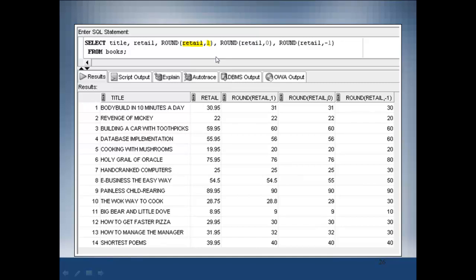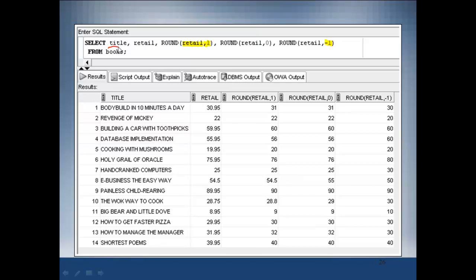Now the second argument represents the position of the digit to which the data should be rounded. If this value is a positive number, like we see in this example here, the 1, the function refers to the right side of the decimal. So it will be rounded to the right side of the decimal. However, if the value is negative, like we see in the third example, then the rounding is to the left side of the decimal position.